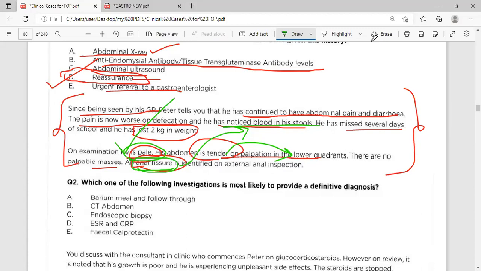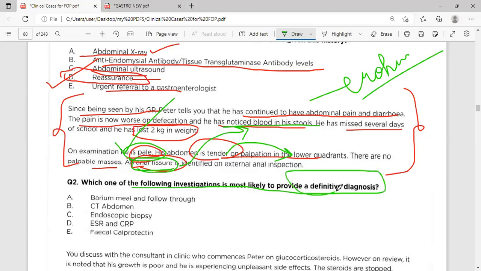Okay. Now, which of the following? So our diagnosis here is Crohn's disease. First, this child presented to us with only functional abdominal pain. Now he's presenting to us with Crohn's disease. So what is our investigation? Which of the following investigations is most likely to provide a definitive diagnosis?